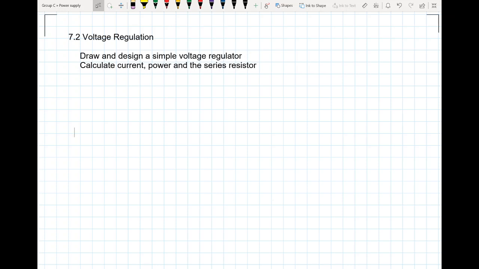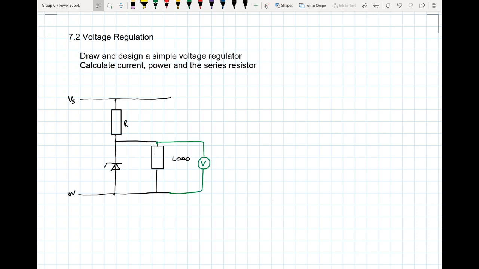A simple voltage regulator. We're going to go back to looking at our Zener diode, something that we will investigate further next year, but this year we're just going to use a Zener diode to create our voltage regulator, perform calculations based around that, and see what happens when we change the load value and the current increases.